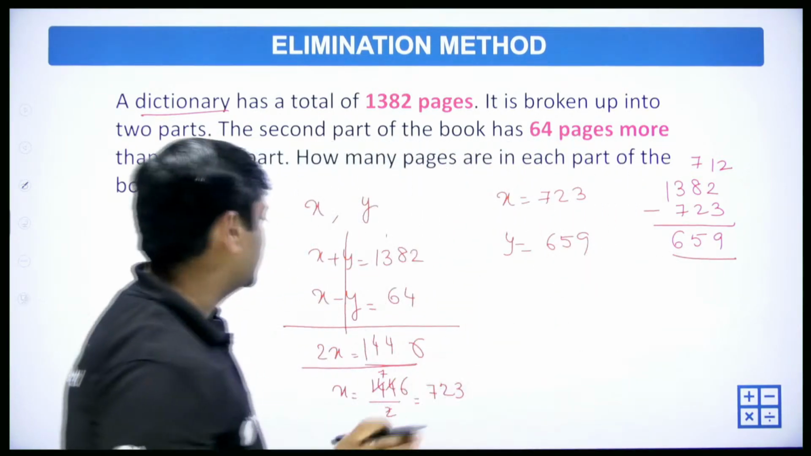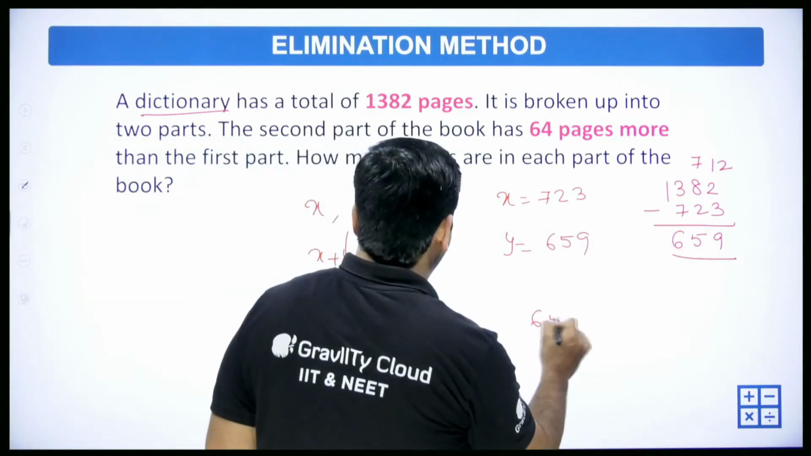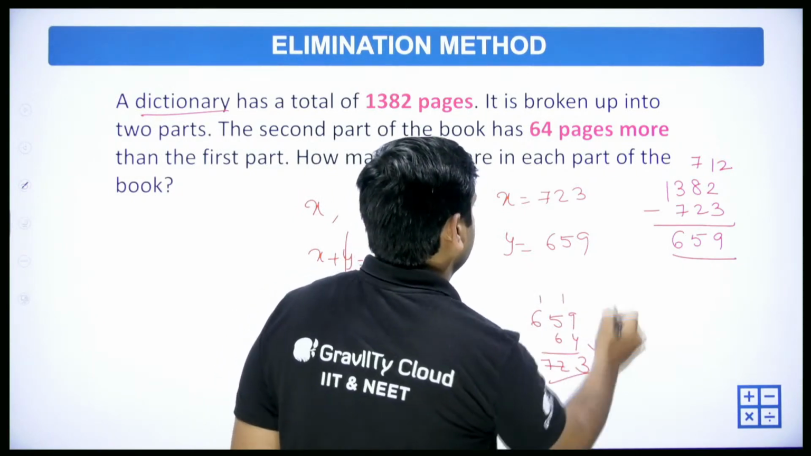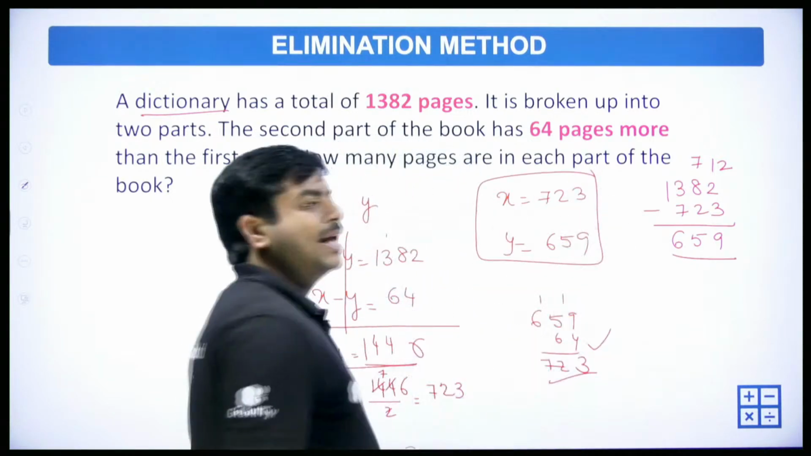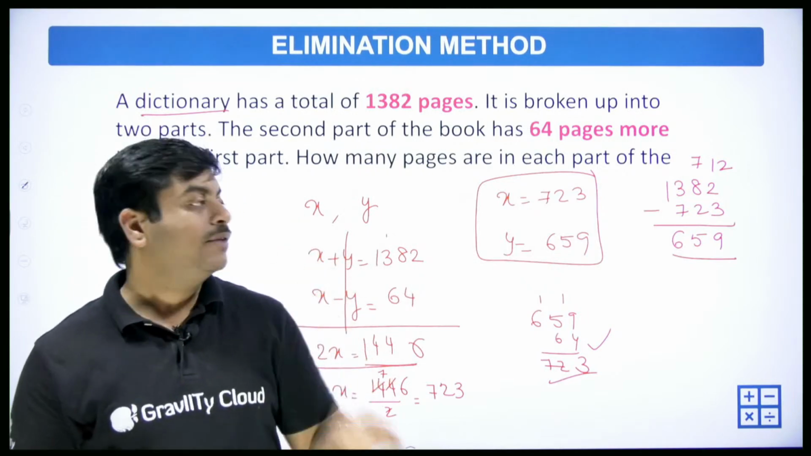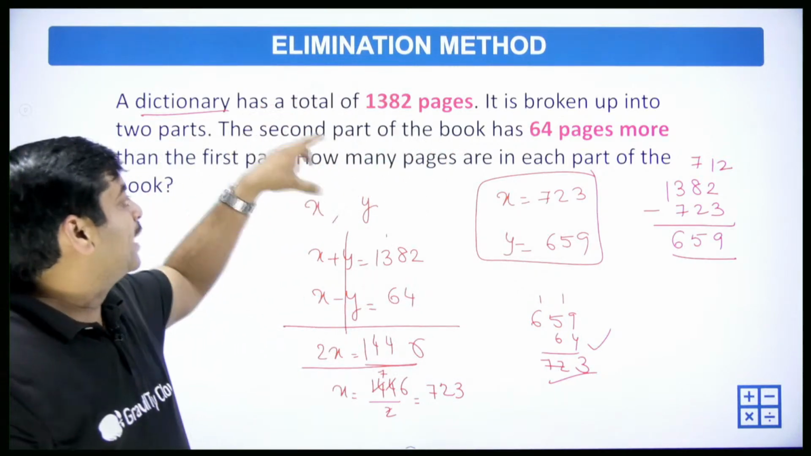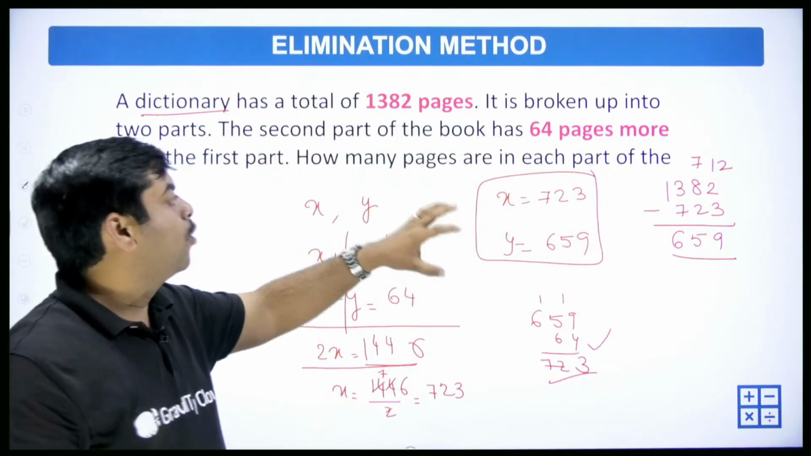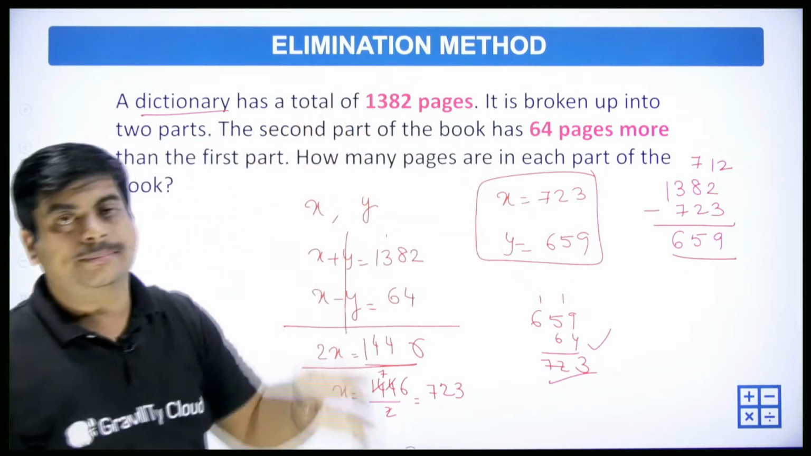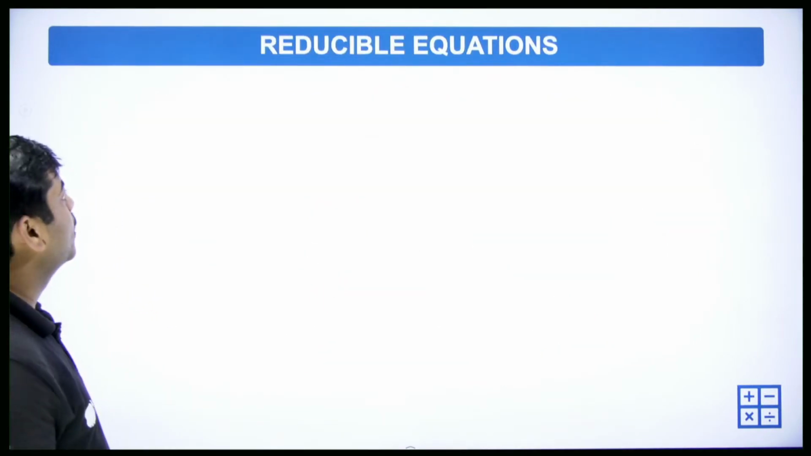If I'm not wrong, one second, let us check that. The difference between these two should be 64. Is that correct? 659 plus 64 is 723. Yes. So 723 pages and 659 pages. That is how the book was divided into two parts, and the difference of the pages was given as 64. The second part has 64 pages more. Clear? Okay, so let's move forward to the next one.